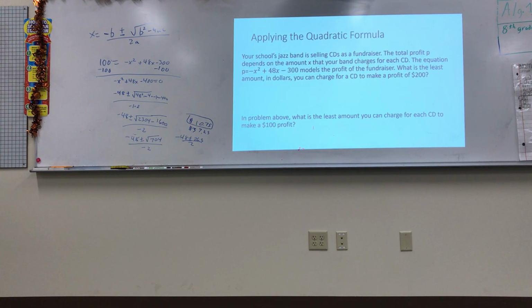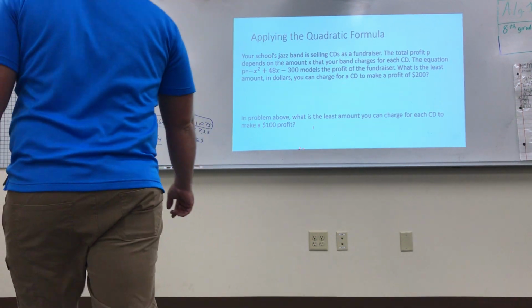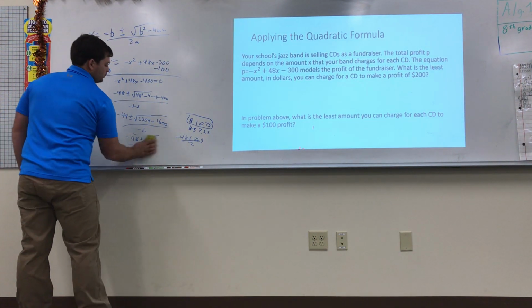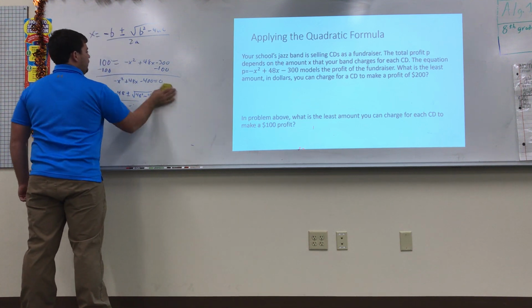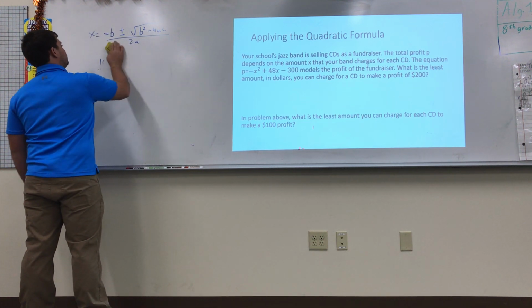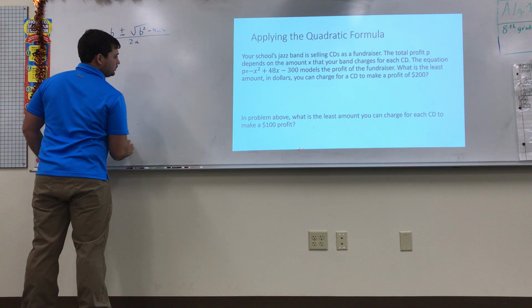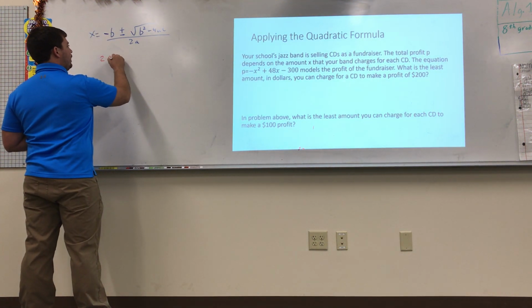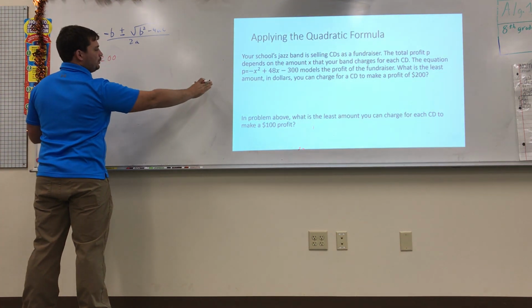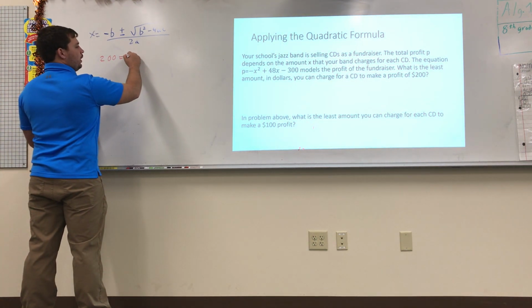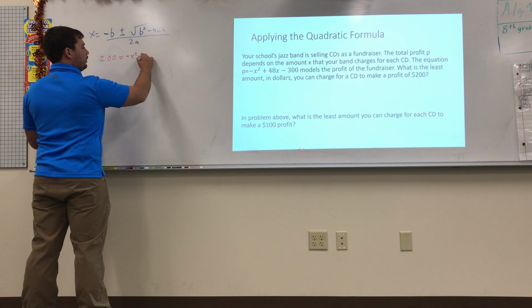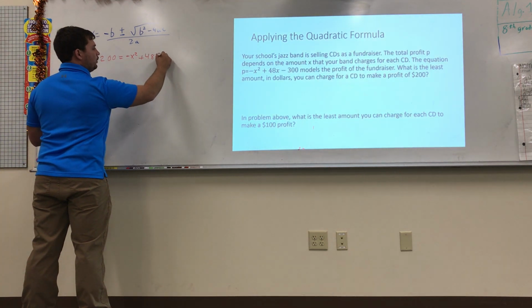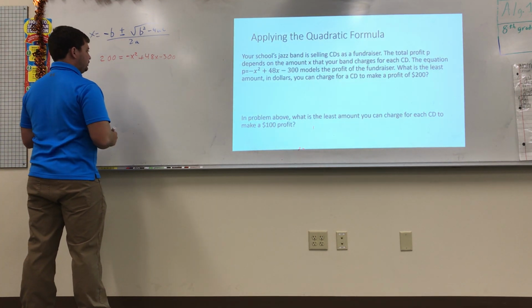Okay, so back to your jazz band part here. They are giving you a $200 profit. So you make a $200 profit. So this is going to be 200 because the profit is P: negative x to the second plus 48x minus 300. Okay?